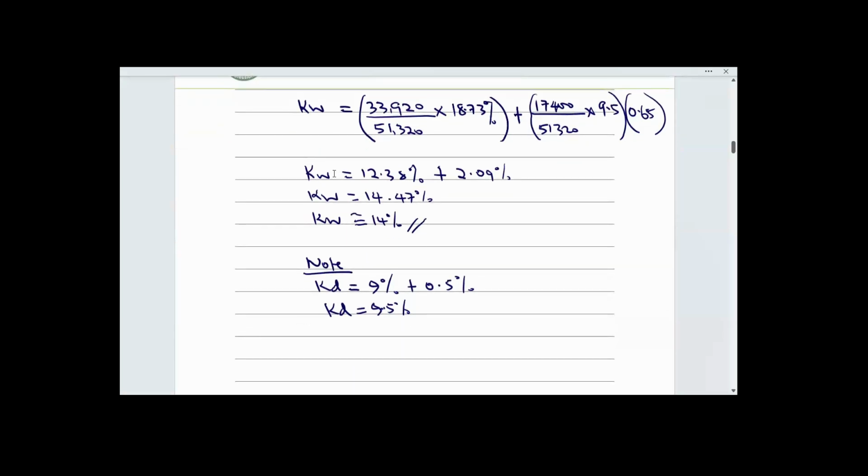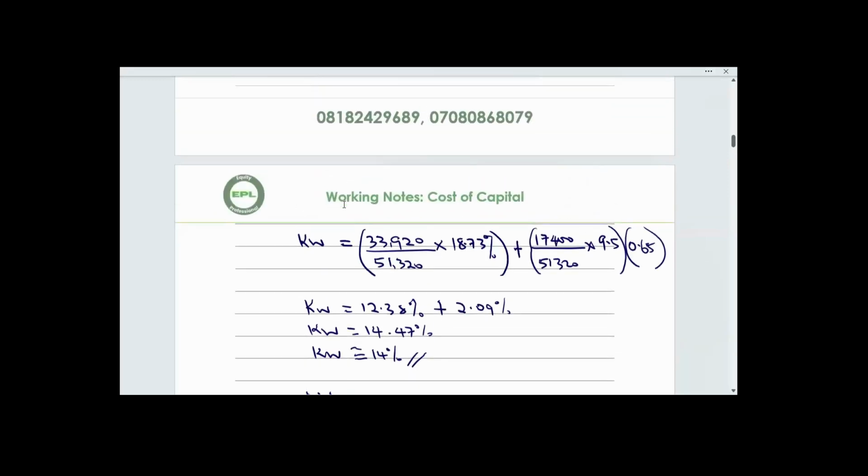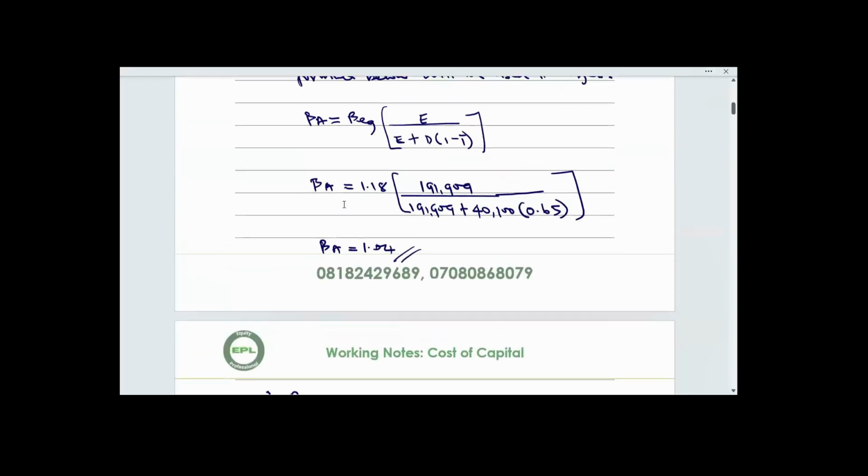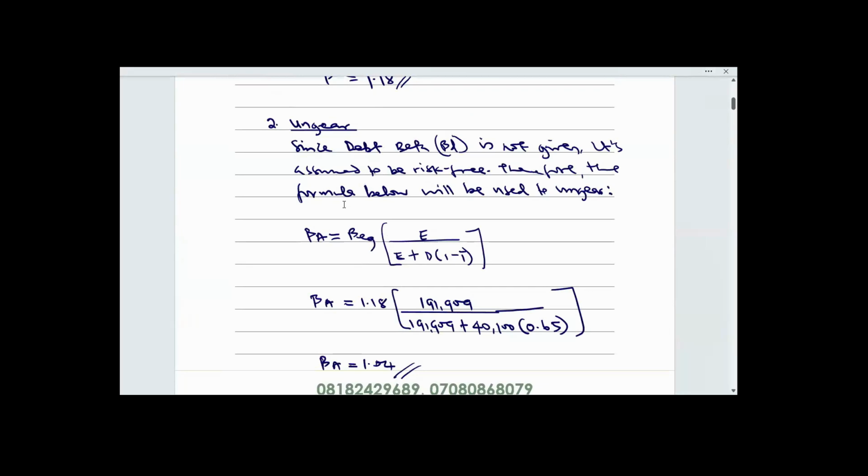Yes, Ogechi, talk to me. Apologies, that should be number 2, the ungeared beta, where we have 1.04. Can you help us take the calculation again? I actually got 1.5. I may be wrong, so I'll be sure of how we calculated it.